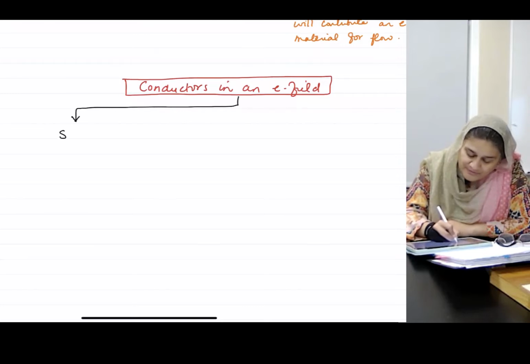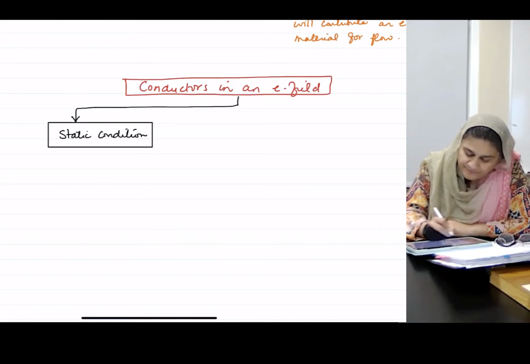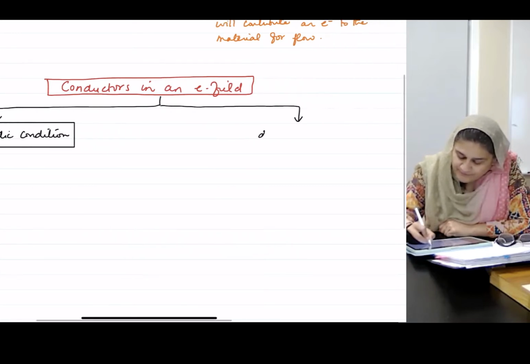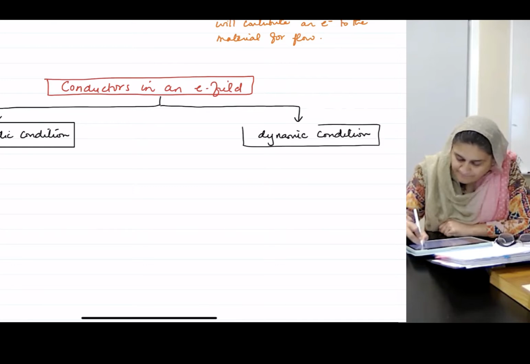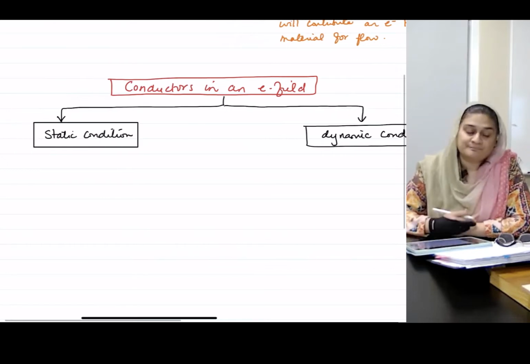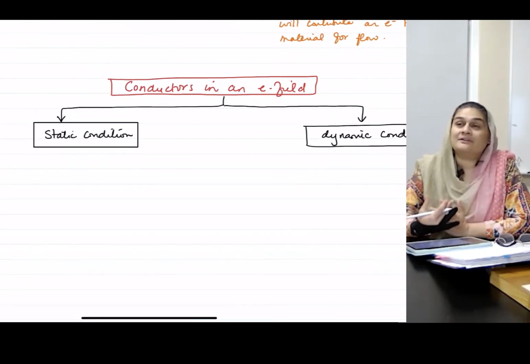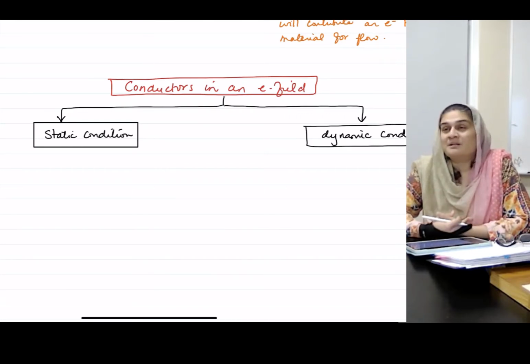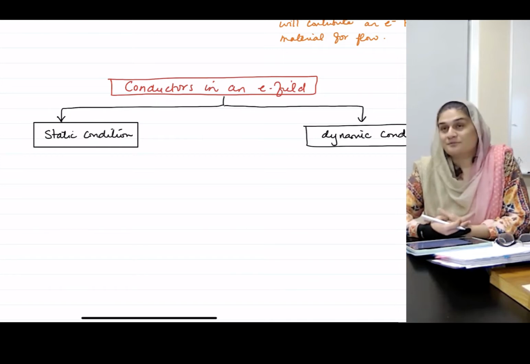One is called static condition, and the other is called dynamic condition. So what does the word static mean? It's where electrons don't flow. And what does the word dynamic mean? When electrons start to flow.